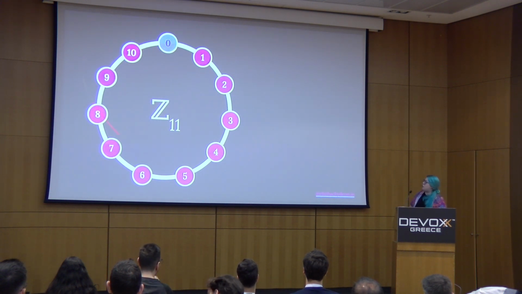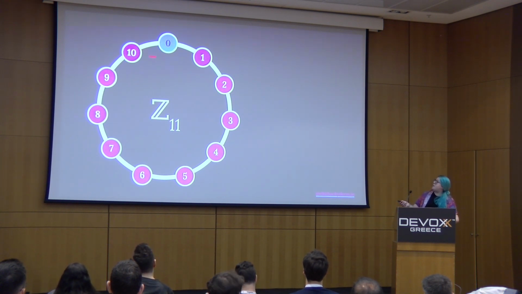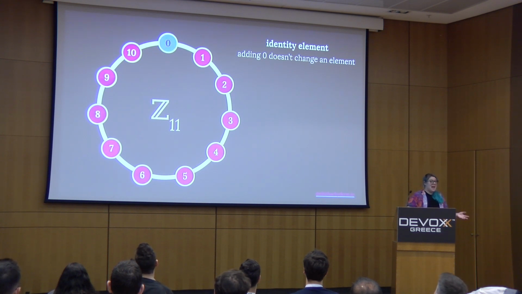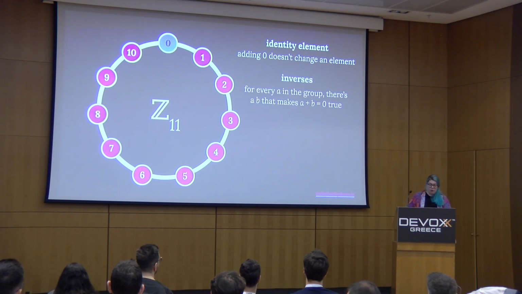So this is a group. This is the integers modulo 11. You count up, and when you get to 11, you consider it to be the same thing as 0 when you start round, just like a clock face. When we have numbers in this system, we can observe certain properties of the way they interact with each other. You've got an identity element. When you're adding things, this is 0. It's an element that doesn't change the thing that you're adding it to. It's like a no-op. Adding 0 doesn't change an element.